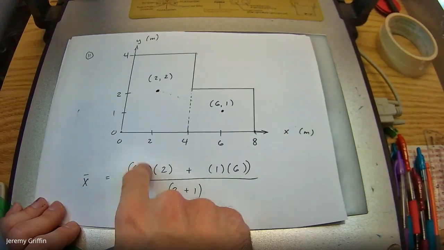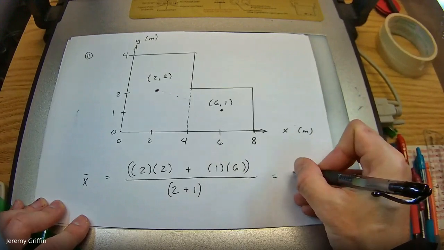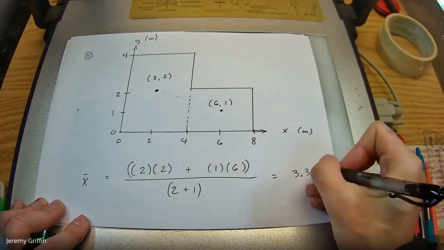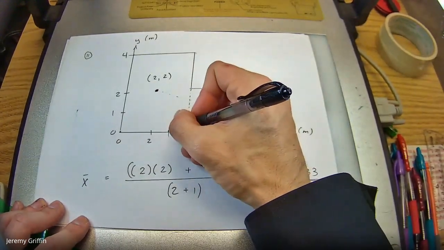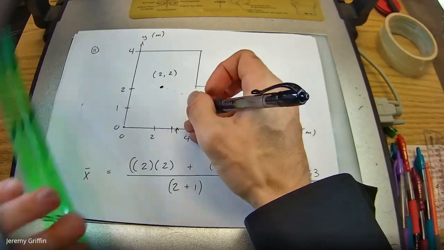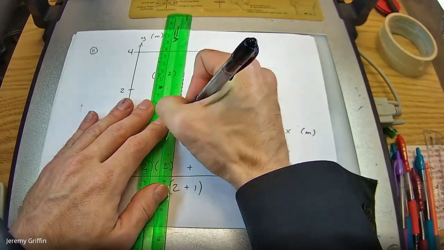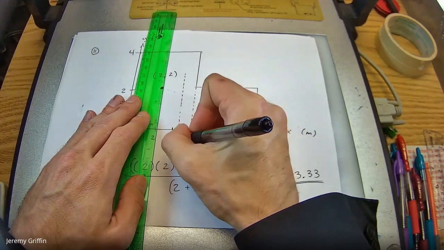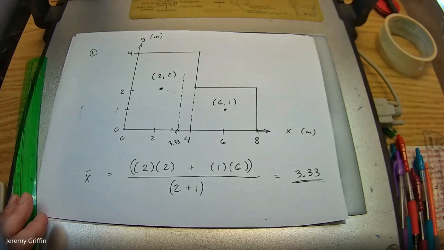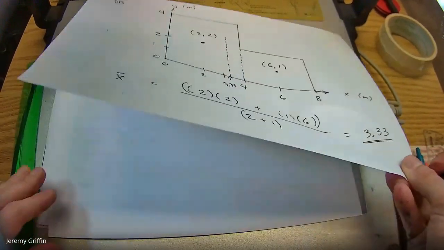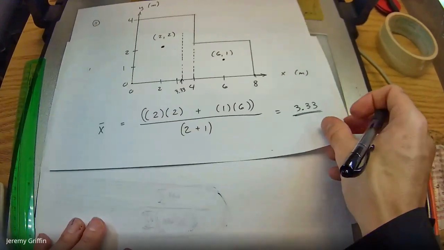What is that? That's 4 plus 6 is 10. 10 divided by 3 is 3.33. That's right about here. There's 3.33. Okay, so looking good so far. Looks pretty in line with what we've been thinking so far.